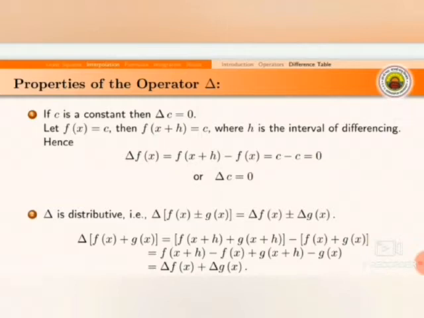The first property is that the forward difference of a constant value is equal to 0.